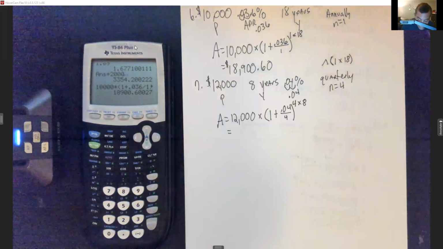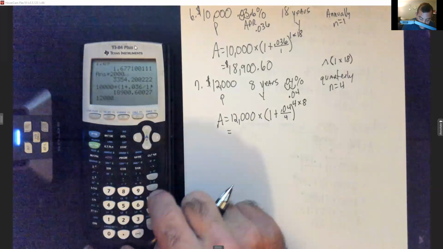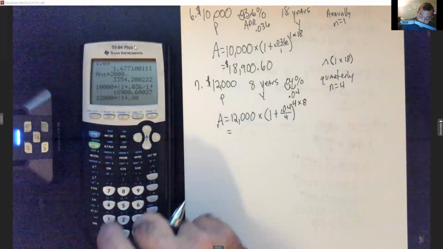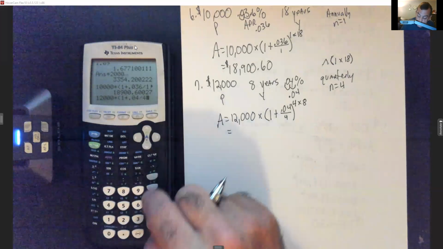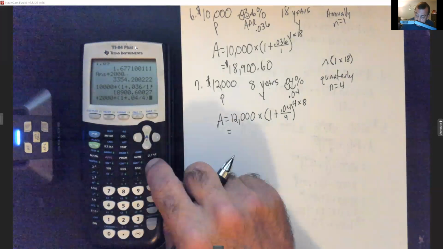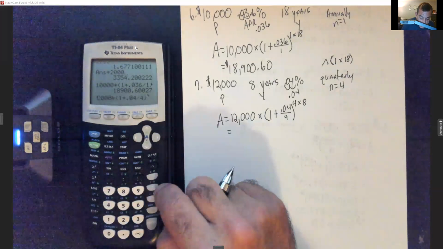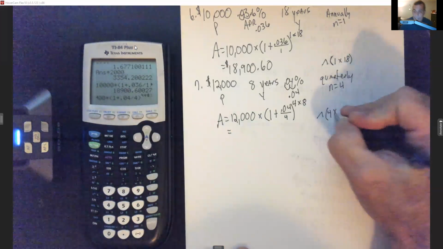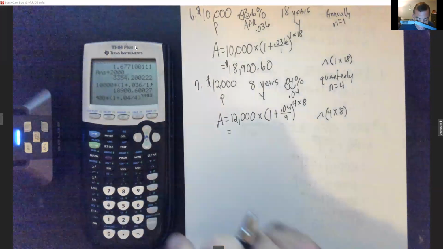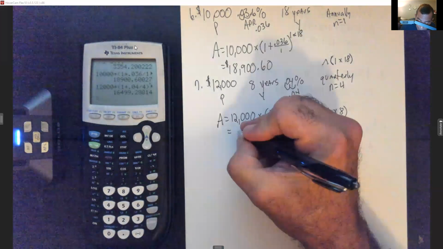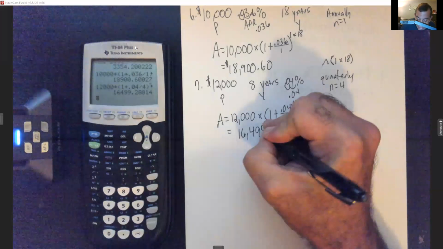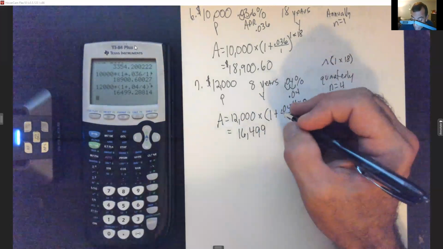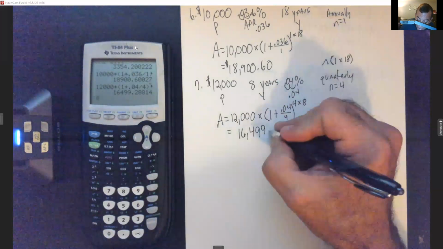All right, y'all, so watch this. We're going to punch 12,000 times parentheses 1 plus 0.04 divided by 4, close parentheses, arrow up to get the exponent, and then that is 4 times 8. Once again, if you got the older calculators, you got to do 4 times 8, and then close the parentheses. All right, on mine, I hit enter. I get 16,499. All right, I got to round to the nearest cent again. Since that's a 28 with the 8 after it, I'm going to turn my 28 into a 29.